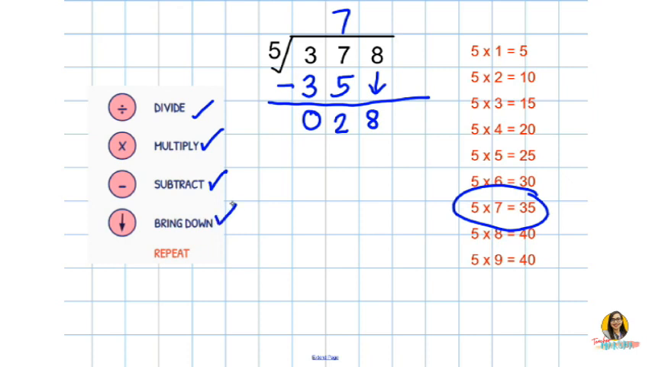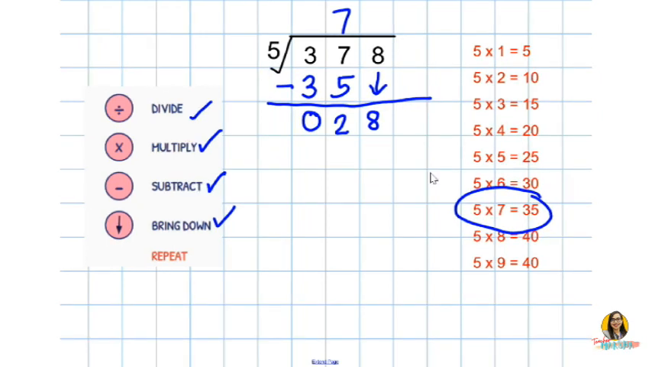After you finish all the 4 steps, what we're going to do is to repeat. So we're going back again to division. So we will divide 28 by 5. How many groups of 5 are there in 28? Looking at the 5 times table, we will only get 5 groups of 5, which is 25. So let's do again the first step, which is divide. So 28 divided by 5 is 5. Let's write it here above 8.